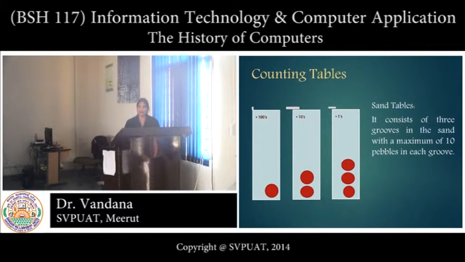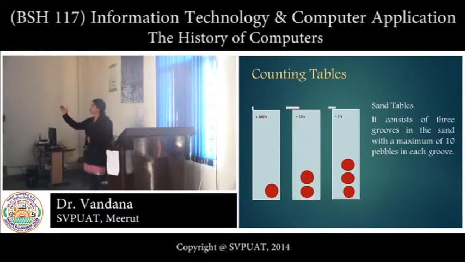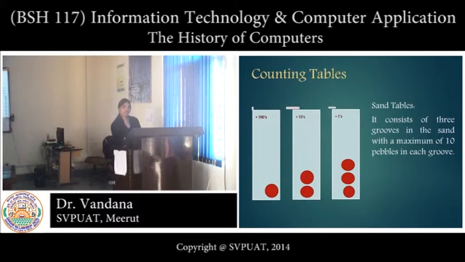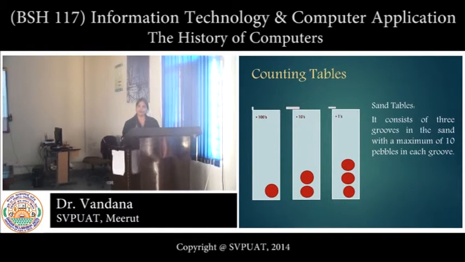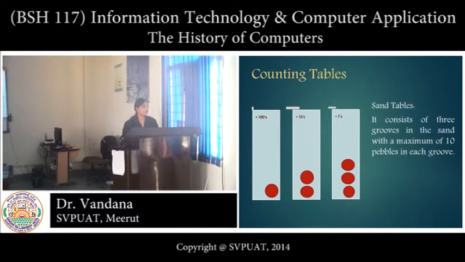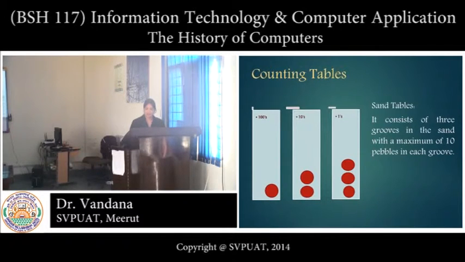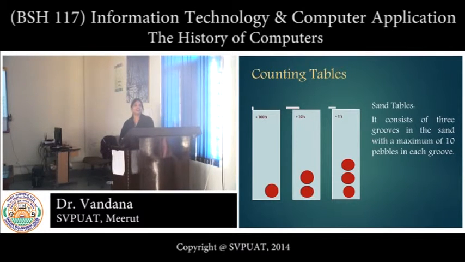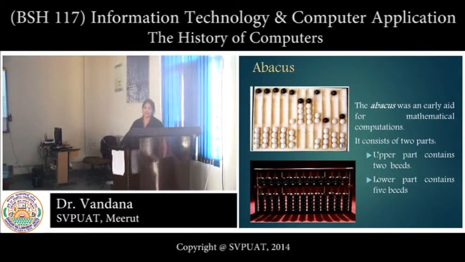Here you can easily view that 3 grooves were there, in which the maximum capacity of a groove is 9 stones only. When it comes to 10, it is shifted to the next groove, and their position exhibits whether its value is 1, or 10, or 100. If it is in the first groove, it will be 1. If it is shifted to the next groove, its value will change to 10, and if it is shifted to the third groove, then it will represent 100. This sand table was converted, and the new device took shape with the name abacus.